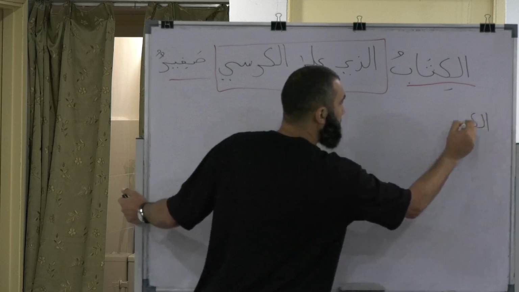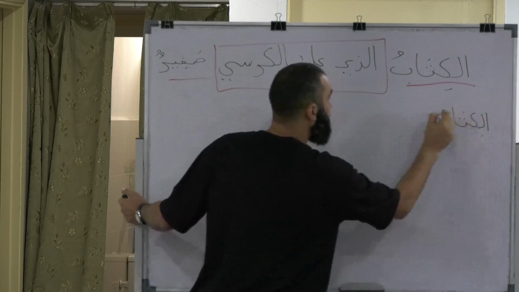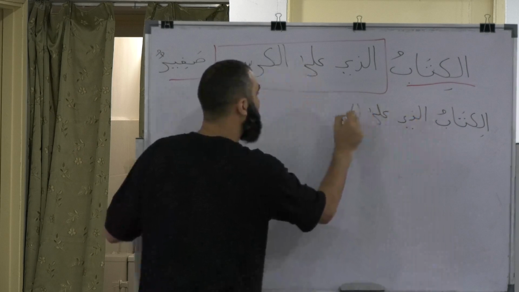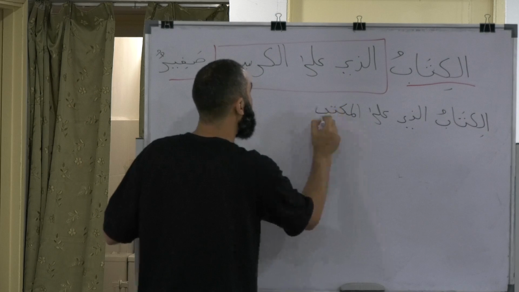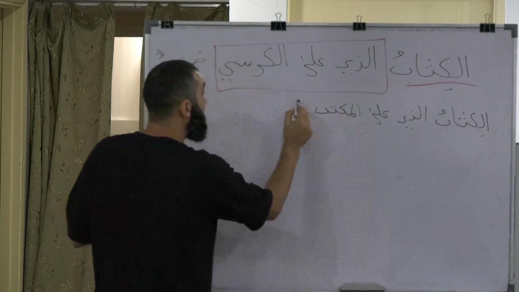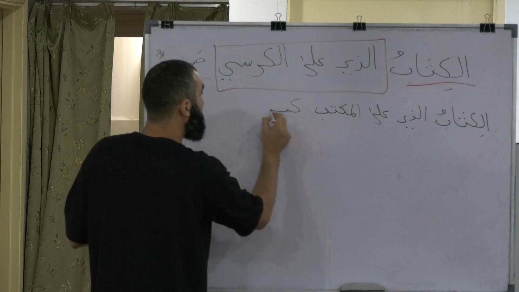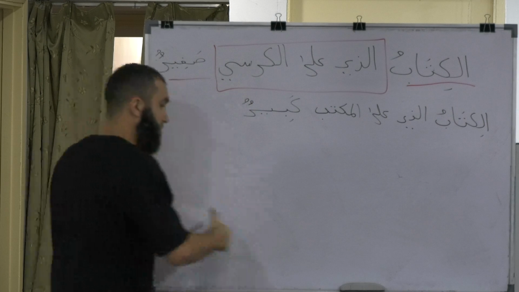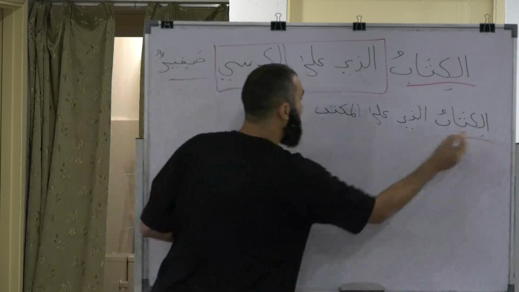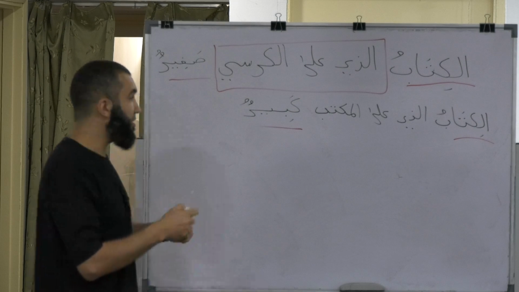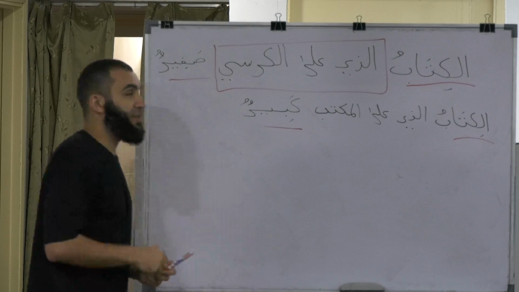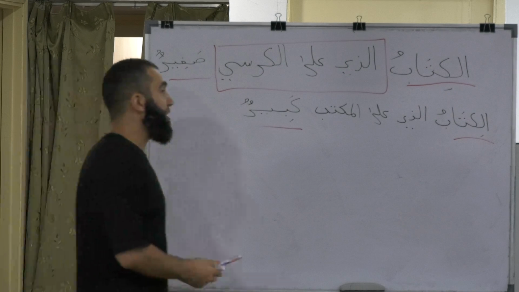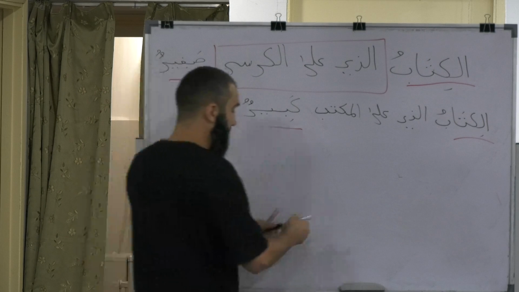الكتاب الذي على المكتب كبير. Yeah? Same. I can shorten this by saying الكتاب كبير. The book is big. But the الذي على المكتب is just extra information. The book that is on the desk is big. The next one.